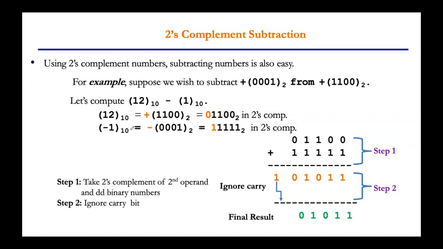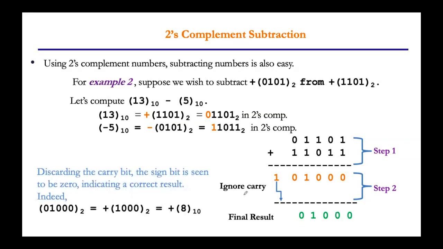And if you do this example, suppose for subtraction, it will get this carry, and that will be ignored. So the remaining bits will be considered for the final result. In the final result, if you do 12 minus 1, it is 11, that is positive. So the last bit is 0, so that is a positive number. Right? So then, see another example.